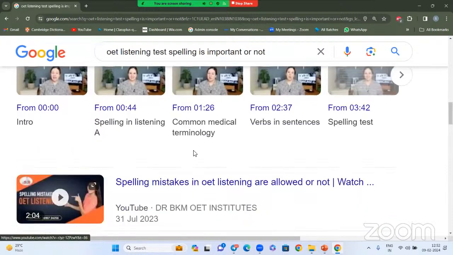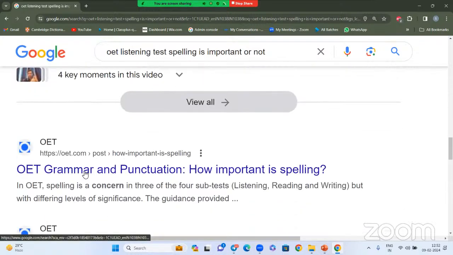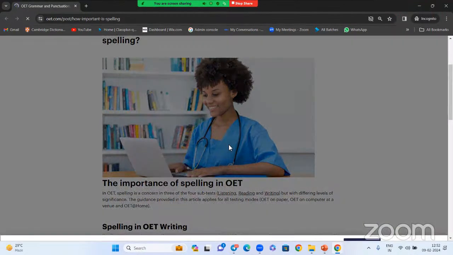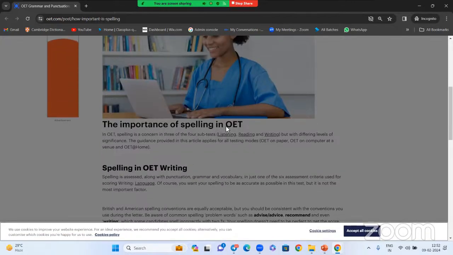Now let us see what the official OET is telling. OET grammar and how important is spelling. Go to the official OET. Don't bother about anybody else. Don't listen to any Tom, Dick, and Harry. Okay, the importance of spelling in OET.